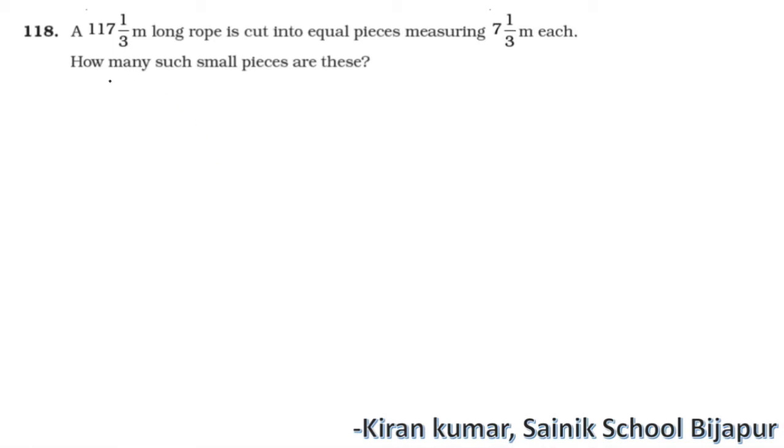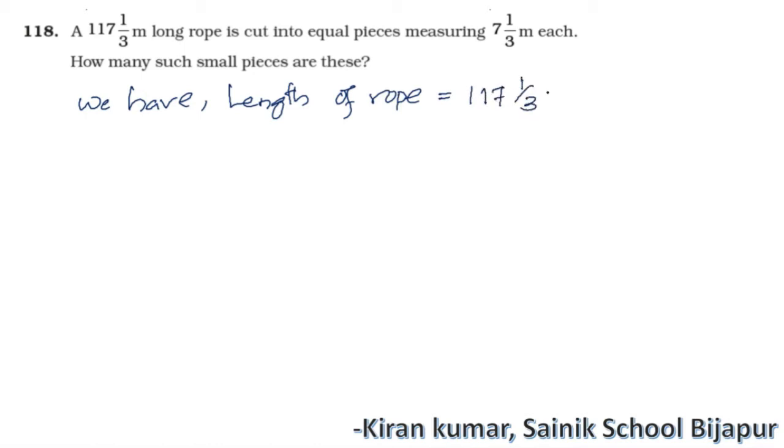Question 118. A 117 1 by 3 meter long rope is cut into equal pieces measuring 7 1 by 3 meter each. How many such small pieces are there? We have the total length of the rope, that is 117 1 by 3 meter. Let me write that. We have length of rope equal to 117 1 by 3 meter.